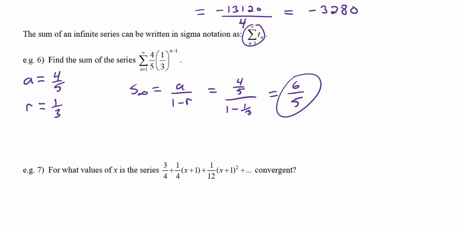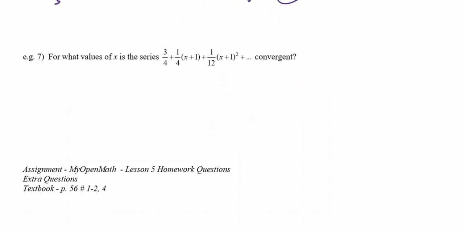All right, last one. For what values of x is the series convergent? And they're making it more complicated with the x plus 1 involved in there. So what's this even asking, right? In order for it to be convergent, what needed to happen? I've said this a few times, right? It should be less than 1. Yeah, the absolute value of r has to be less than 1, right?